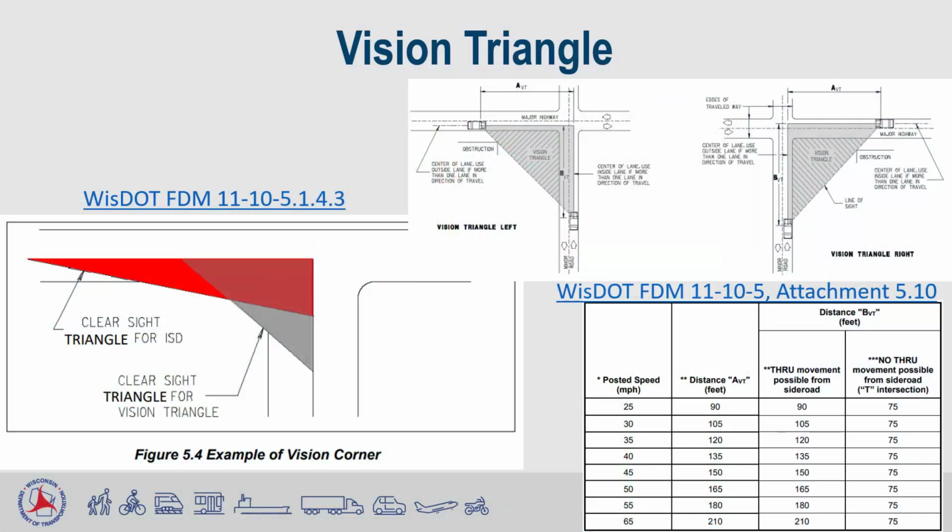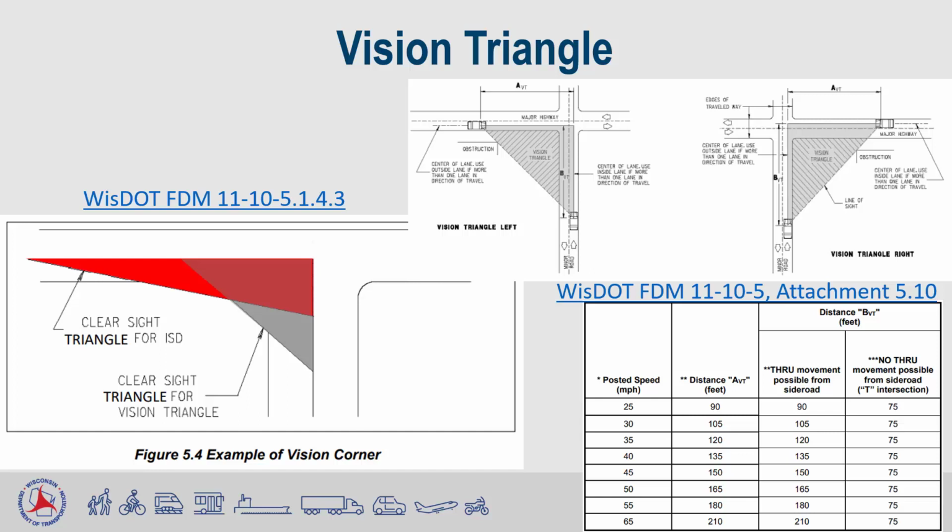To complete our intersection analysis, we can also look at vision corners. A vision triangle is an additional area clear of obstructions that might block a driver's view of potentially conflicting vehicles for intersections with stop sign control on the side road and for signal-controlled intersections. Their purpose is to provide opportunities for speed adjustments or evasive maneuvers by vehicles on the major highways if vehicles on the minor roads violate the traffic control.